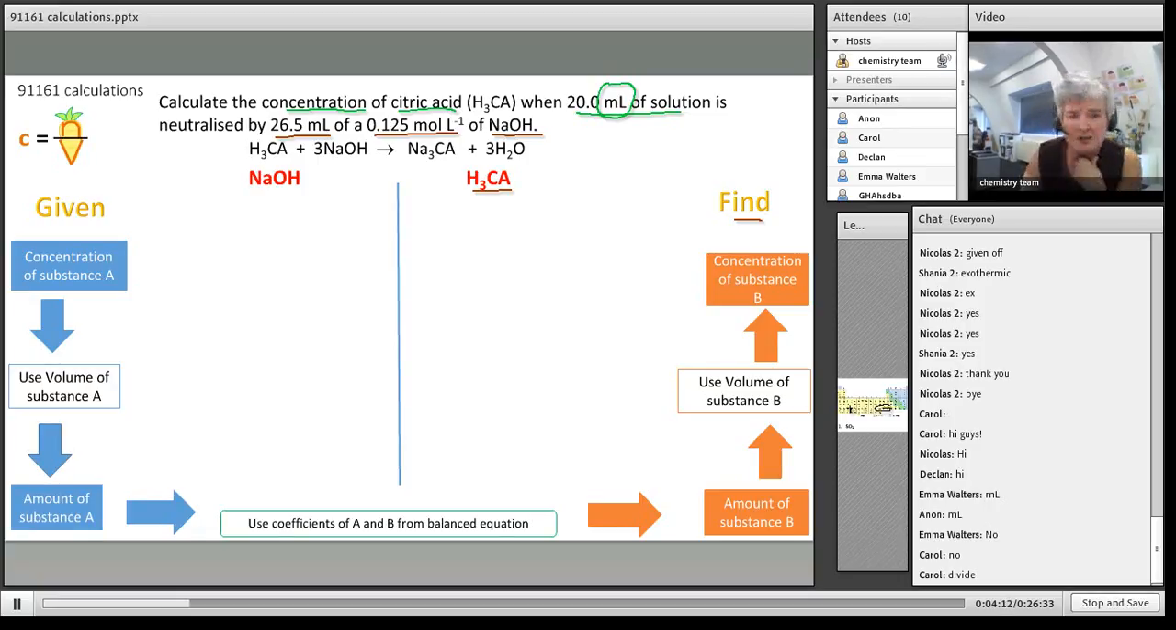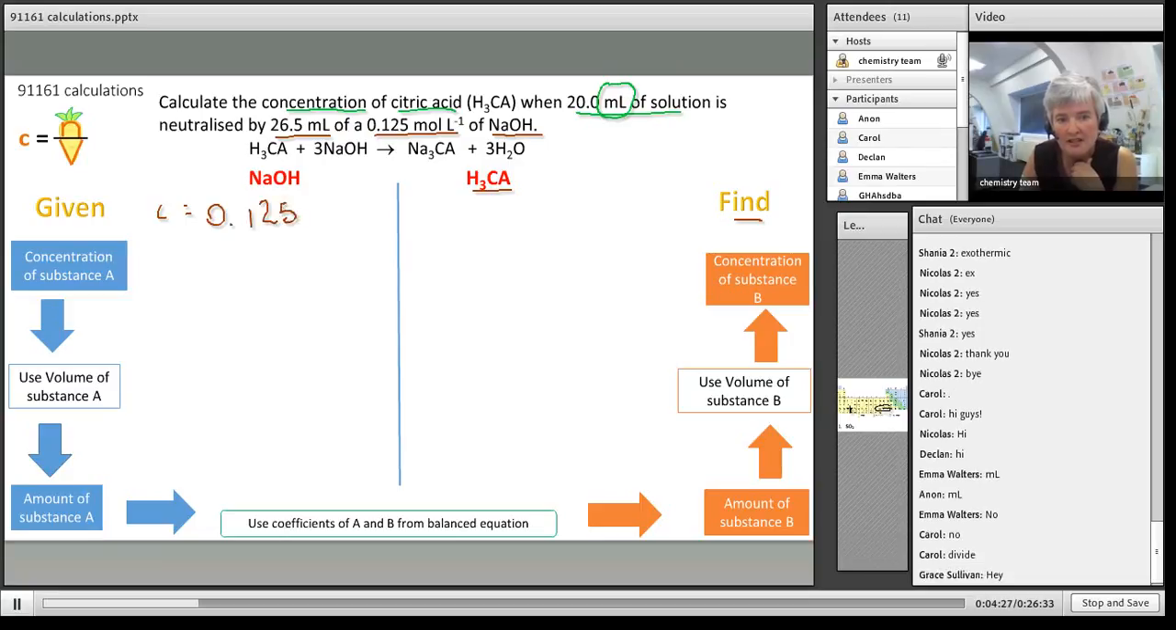So let's start off with, what do I know with the sodium hydroxide? I know the concentration, and as I say, it helps if you put the units down. So it's 0.125 moles per liter. I'm a little bit slow with this. Now remember, it's moles per liter, and it's not just minus, it's -1. It's one of the few times I put in a 1.